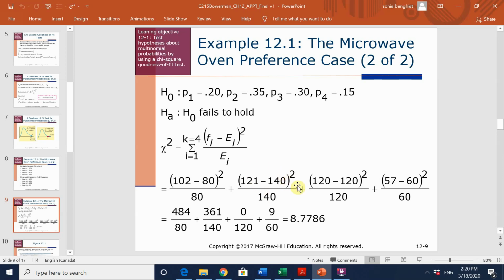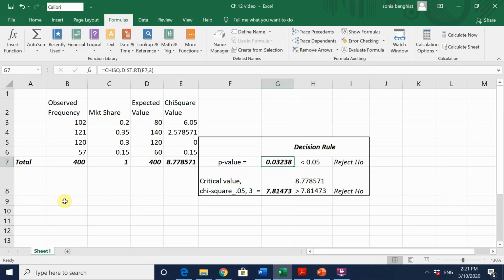And so I would be able to get my chi-square value for category 2. I would get another chi-square value for category 3 and another one for category 4. And then I would add them all up to give me my test statistic here of chi-square, 8.7786. So here in Excel, I just want to show you how this is actually done.